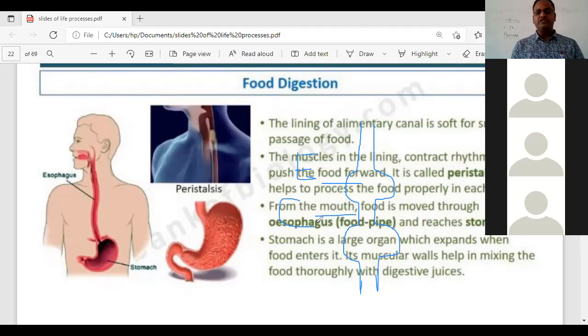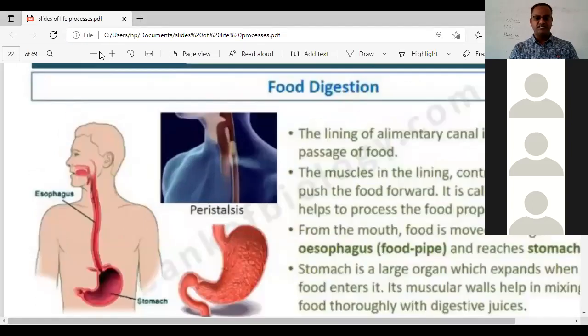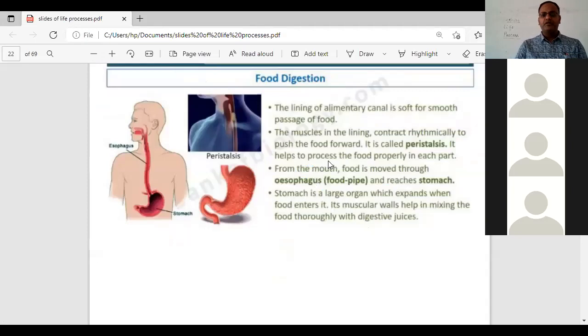And this regular expansion and contraction of the food pipe is known as peristalsis, or the peristaltic movement. So we will be saying over here that the lining of the alimentary canal is soft for smooth passage of the food. The muscles in the lining contract rhythmically to push the food forward. It is called peristalsis. It helps to process the food properly in each part.